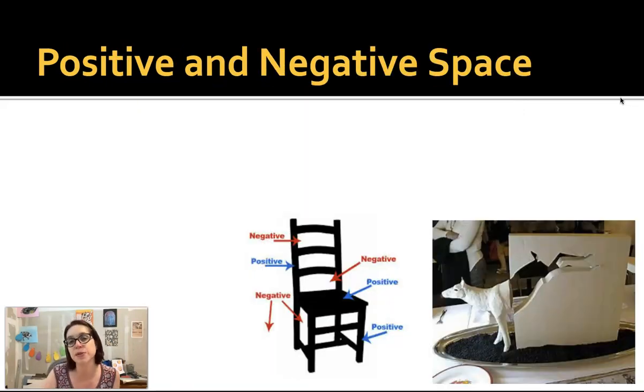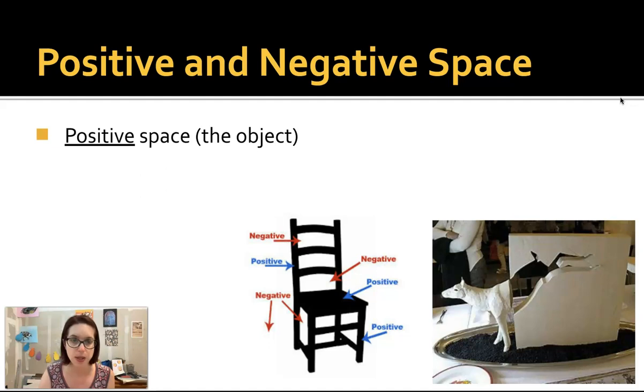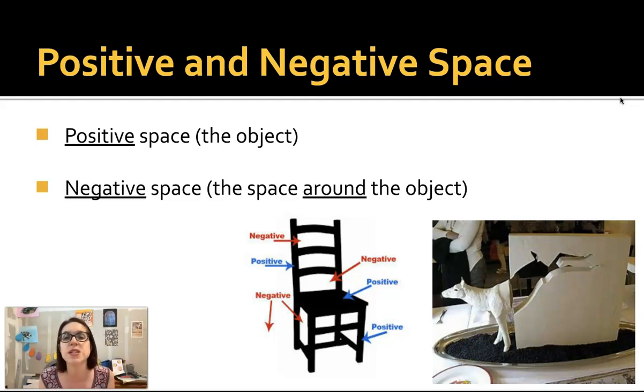Now, another way to talk about space is positive and negative space. We sometimes use this when we're talking about it in terms of drawings and paintings, but in general, positive space is the object. You are positive space. You take up physical space. Negative space is the space around the object. So all the empty space around you, that is negative space.